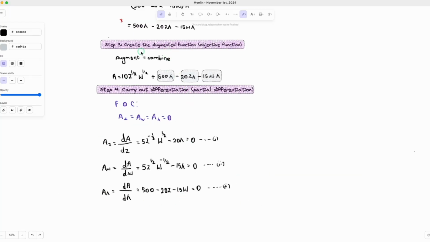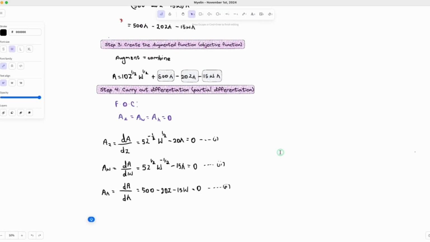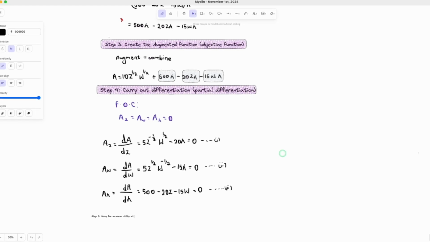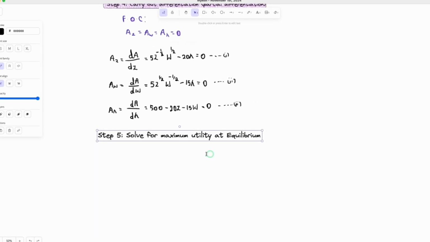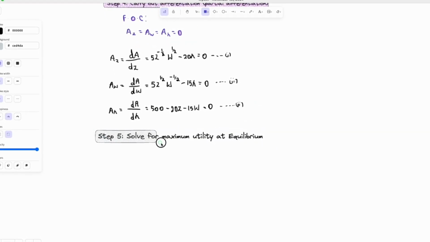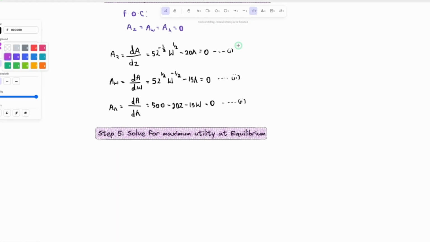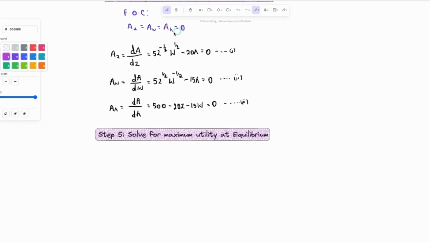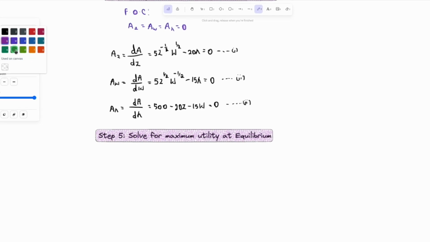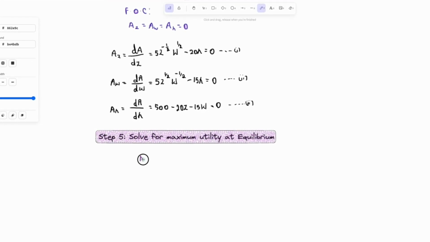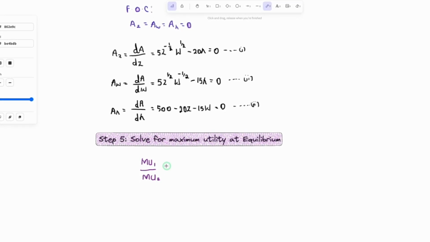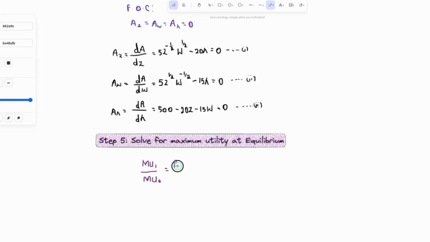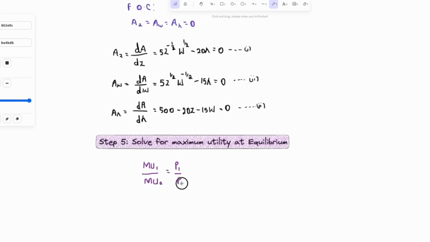We are moving on to the next step, and I shall call that step 5, solve for maximum utility at equilibrium. Exactly what that implies is that, as we've just observed, there is a formula that we're required to apply. And what formula is that? The formula is the marginal utility of the first product divided by the marginal utility of the second product is equal to the price of the first product over the price of the second product.